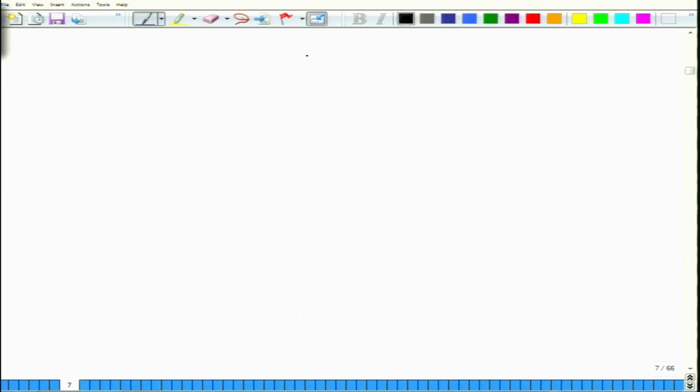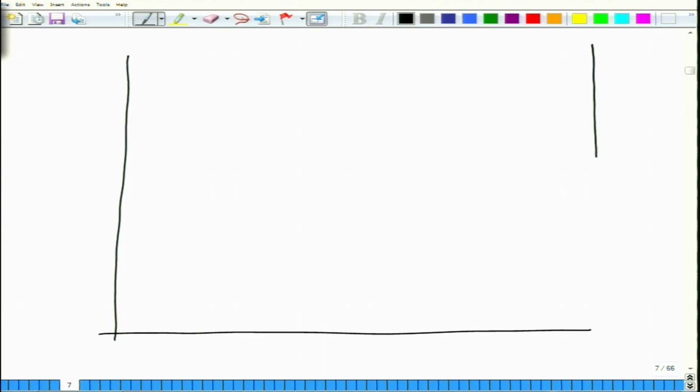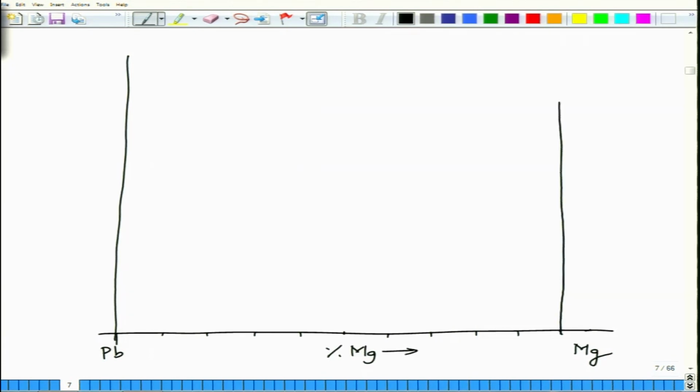So, let us draw this phase diagram here. Let us say this is percentage magnesium, this is Pb, this is Mg. Somewhere in between we have 50. So, let us say 10, 20, 30, 40, 50, 60, 70, 80, 90, and we can move this line a little bit to the left. So, let us say this is 100. If I draw a vertical line, it is going to be something like this. So, this is 100% magnesium, this is 100% lead.